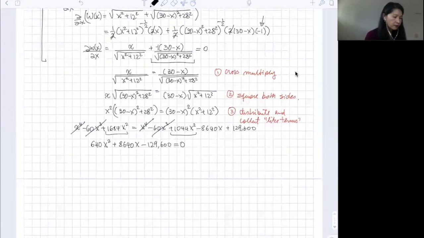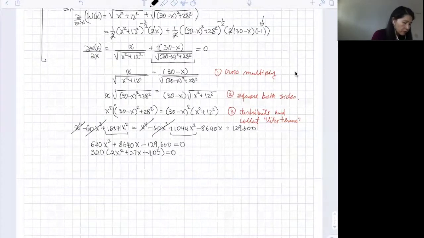So when you have a quadratic equation with big numbers, before you even attempt to factor it, I recommend that you simplify it as much as you can by factoring out any common terms that you notice. So in this expression, we can factor out 320, and that leaves us with 2x squared plus 27x minus 405. Now we set this equal to 0, and we can now factor this quadratic equation, which is much easier to solve than the one up here.